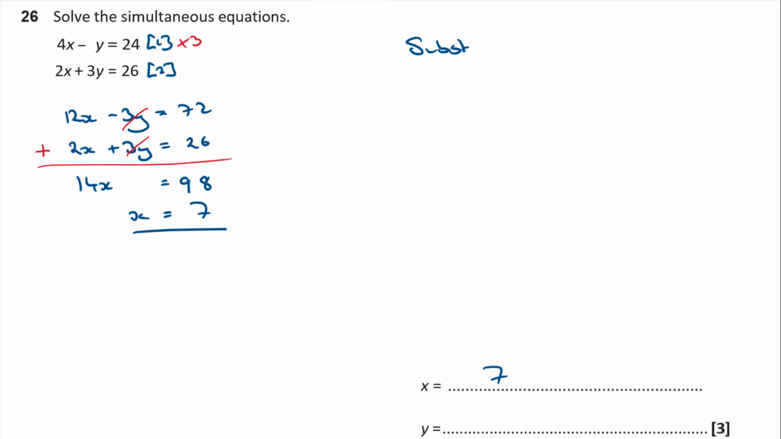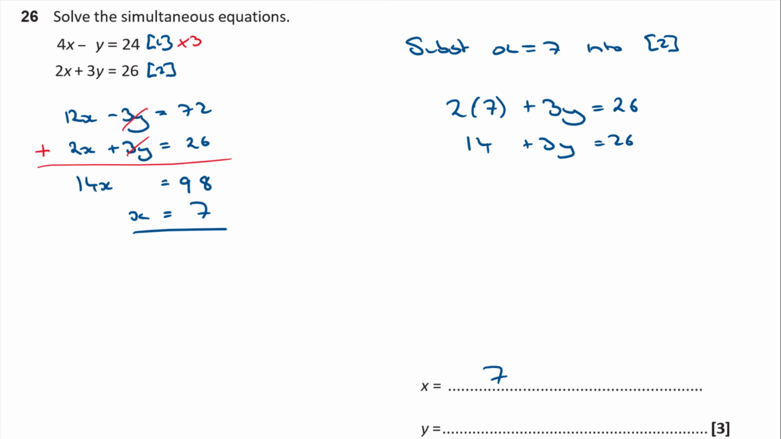Now, we still need to find y. So how we're going to do that is substitute x is equal to 7 back into one of our original equations. I'm going to go with the second one, I think, because I don't know why, I just fancy doing that. So I'm going to sub x equals 7 into the second one. So 2 lots of 7 plus 3y is equal to 26. Well, 2 7s are 14. So then subtracting 14 from both sides, they'll cancel, and that's going to give me 3y is equal to 26 take away 14 is 12, and then divide through by 3, they're going to cancel, leaving me with y is equal to 4.